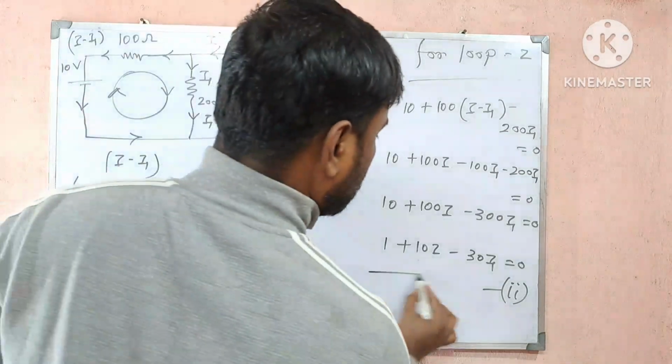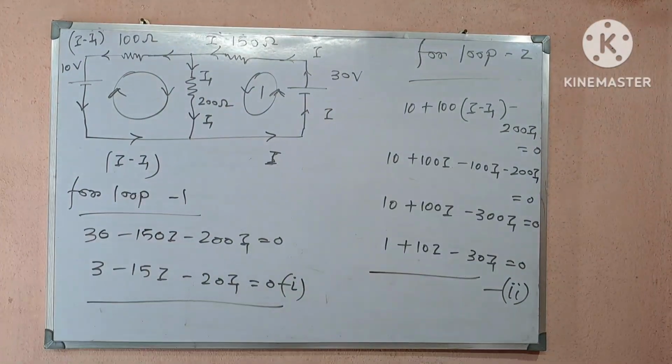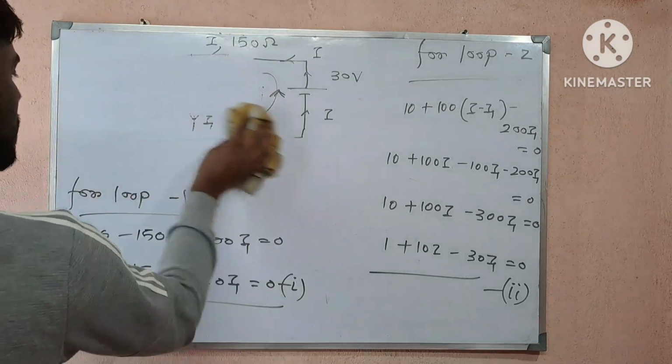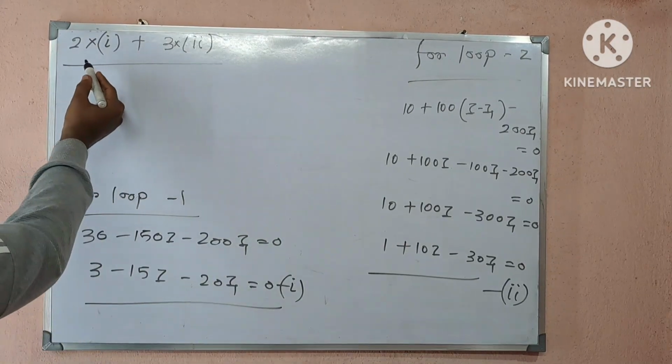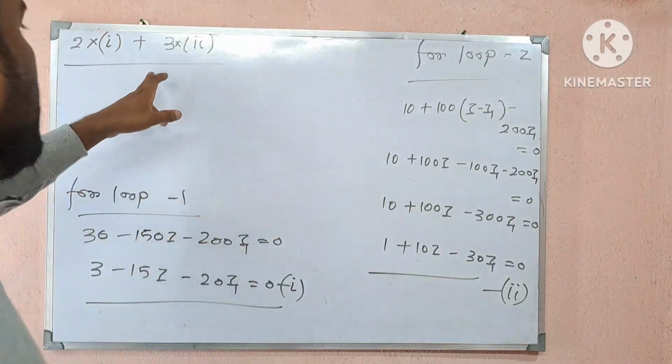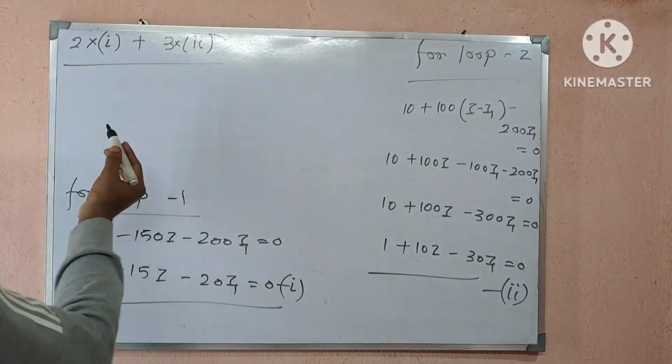This is equation 1 and this is equation 2. Now by solving these two equations, we have to find the value of I1. So what we can do here, we will multiply equation 1 by 2 and then add this entire thing with equation 2 multiplied by 3. See this thing carefully.